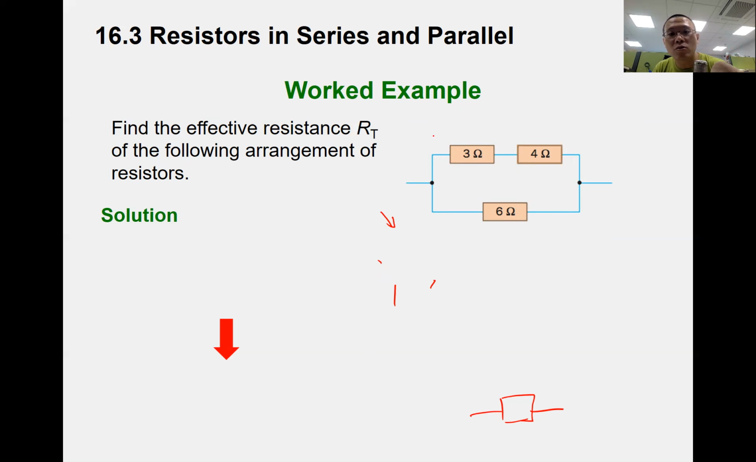So now let's look at 3 and 4. The 3 ohm and 4 ohm resistors seem to be side by side. And if you compare with a side by side series arrangement, it should look something like this.